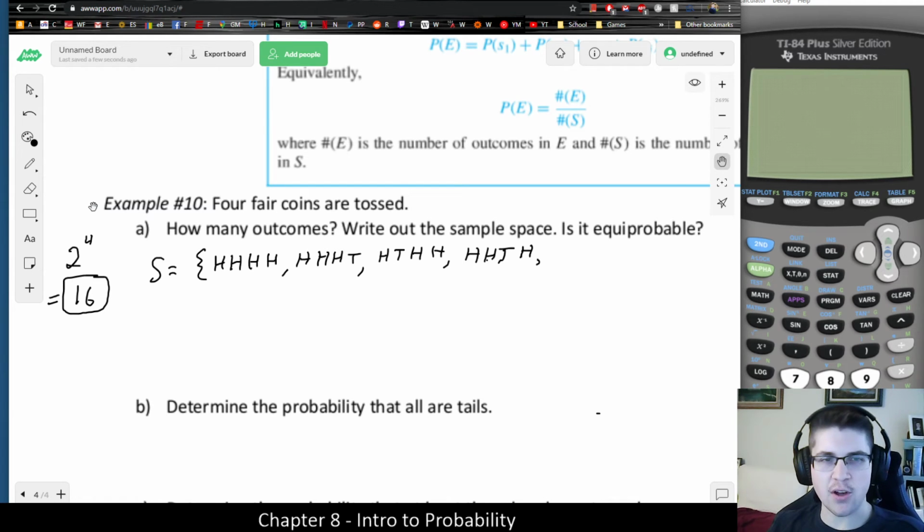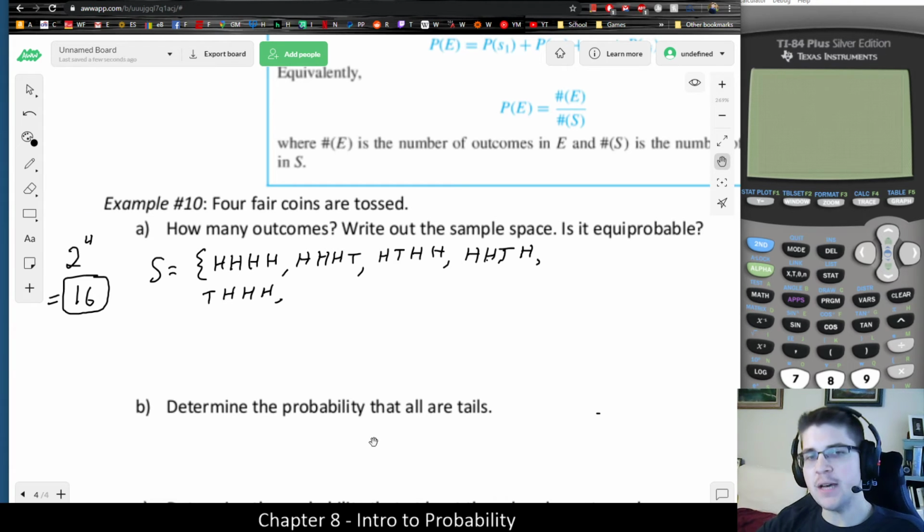And I'll make another column here because since it's 16, it should be 4 by 4. I could start with tails and then follow up with heads. There could be a different way I'm going to organize it, but I'm just going to sort of randomly organize it in this case because I've already started. But there's another sensible way you could list each one of these outcomes.